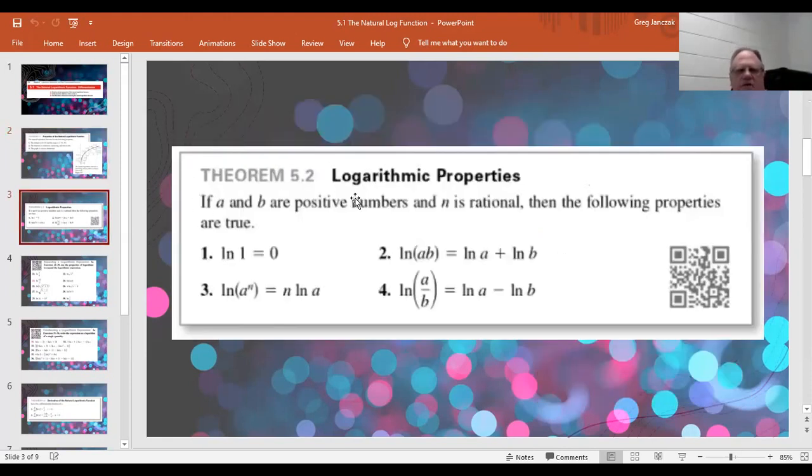All right, so now a review of logarithmic properties. If a and b are positive numbers and n is a natural number, meaning counting numbers, right? 1, 2, 3, and so on, then the following properties are true. Natural log 1 equals 0, because if we applied the inverse to that, e to the 0 would be 1. Natural log meaning log base e. Natural log a to the n, we can bring that exponent down, and so that's n times natural log a.